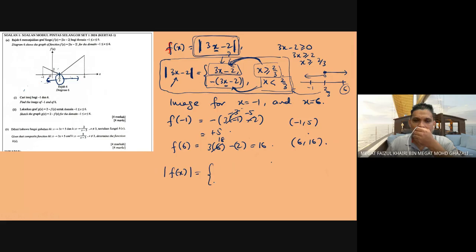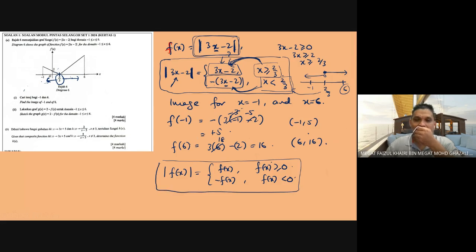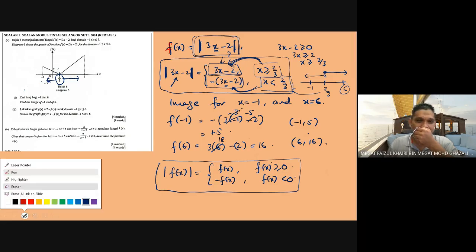So we have f(x) for f(x) greater than or equal to 0, or negative f(x) for f(x) less than 0. But let's say if you substitute 6 here, 6 times 3 is 18 minus 2 equals 16. And then negative 1 times 3 equals negative 3, minus 2 equals negative 5. Negative 5 becomes positive automatically, so it's 5. Yes, it's still 5. It's still correct. It's still fine. Okay.